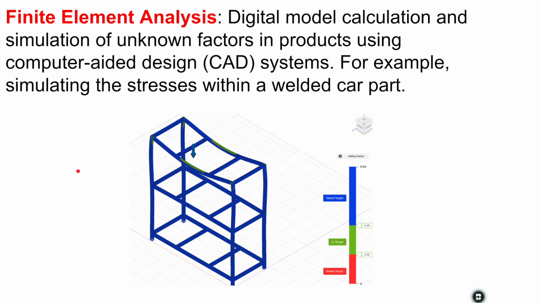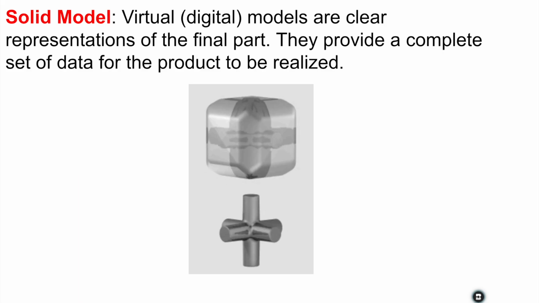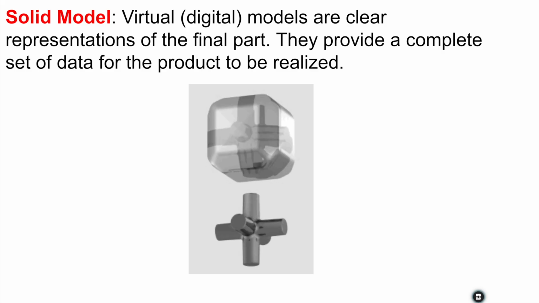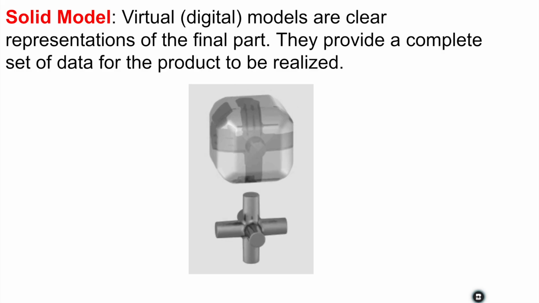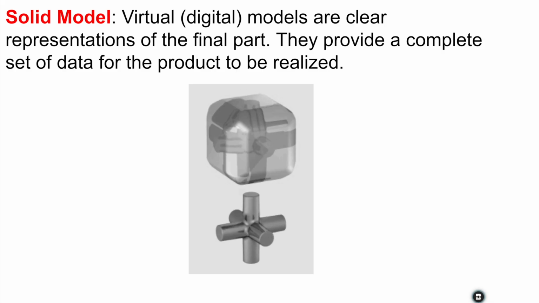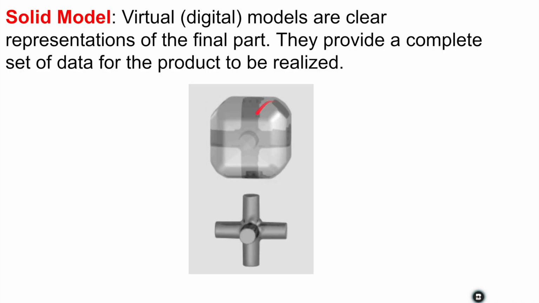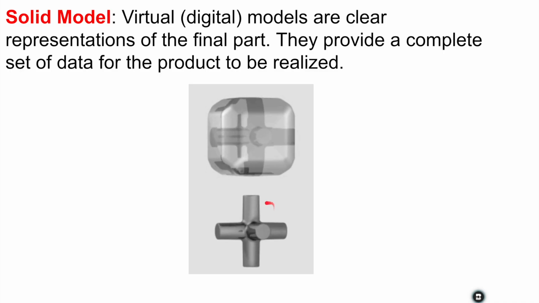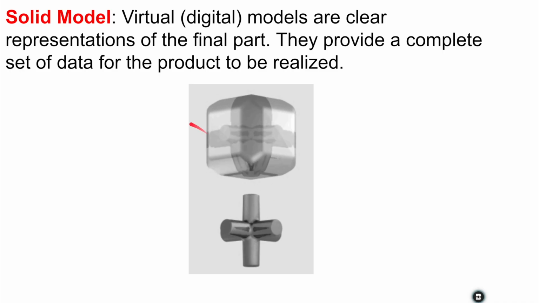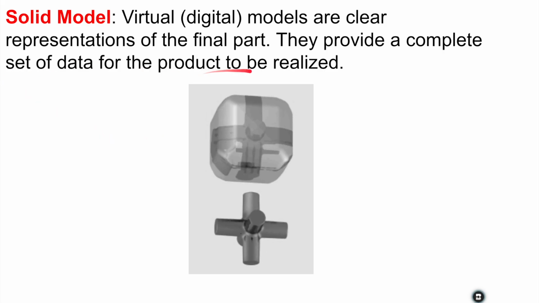strain are on that. Solid models are virtual digital models, and they are clear representations of the final part. They provide a complete set of data for the product to be realized. And this is going to give us all of the internal data also. So for instance, we can see the interior parts. We can do measurements on all of the parts. So all of this is going to have that full set of data for the product to be built.